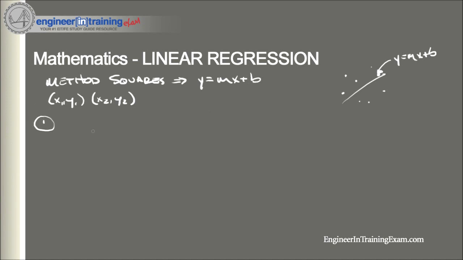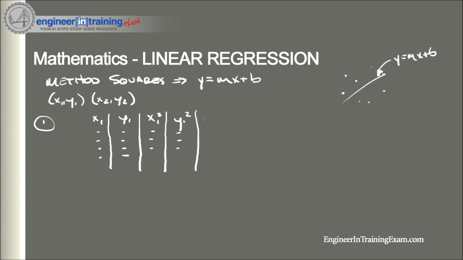Number one, we need to set up a table with all the data points. So we got x1, y1, and we have all of our data points going down. Next thing we need to do, in another column, we need to square all the x data points and put the answers here. We need to square all the y data points and put our answers here. And then we need to take our x and y data points and multiply them by each other, and then put those values in some column.